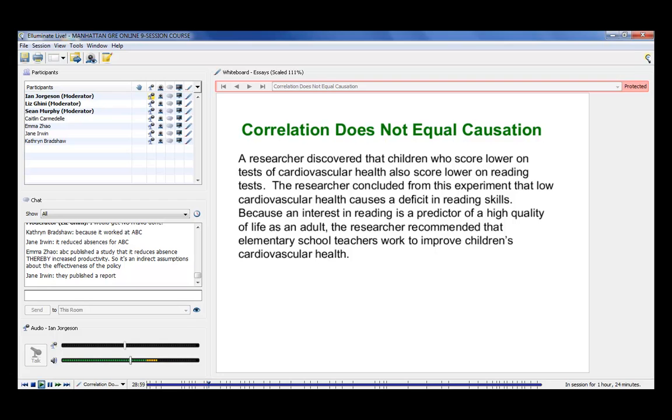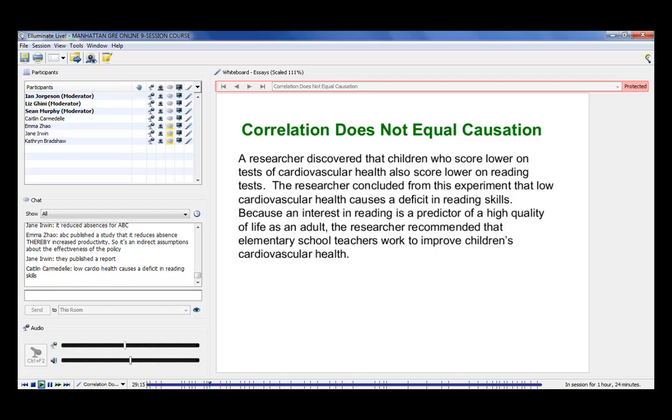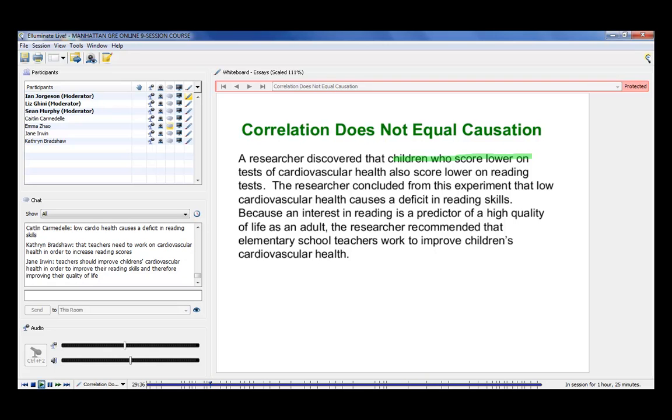Okay, you guys tell me, what is this author, or in this case, this researcher, concluding? I think that's part of the evidence, Caitlin. I think the author is taking that evidence and going to the next step. Yeah, exactly. I think in this case, the author is literally saying the teachers should work to improve children's cardiovascular health. Why? Not because they want to be healthier, but because they want to improve children's reading skills. Isn't that crazy? They want to improve the children's reading skills.